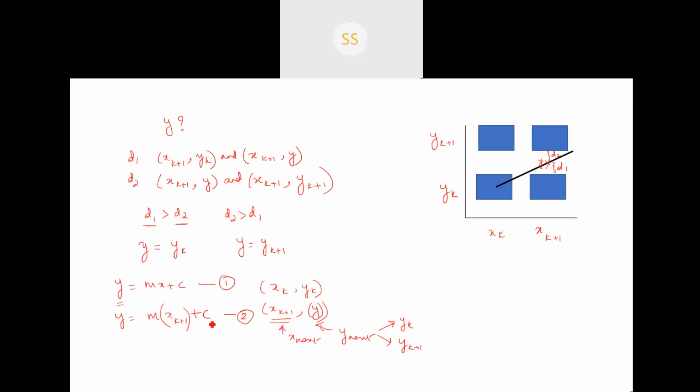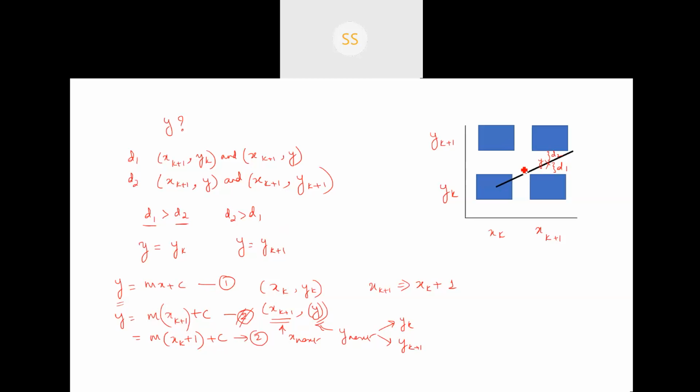Now this xk plus 1, what is it? It is actually xk plus 1, that is, you're incrementing the x value by 1. So this can be written as m of xk plus 1 plus c. I'll call this my second one. I hope you have understood till here.